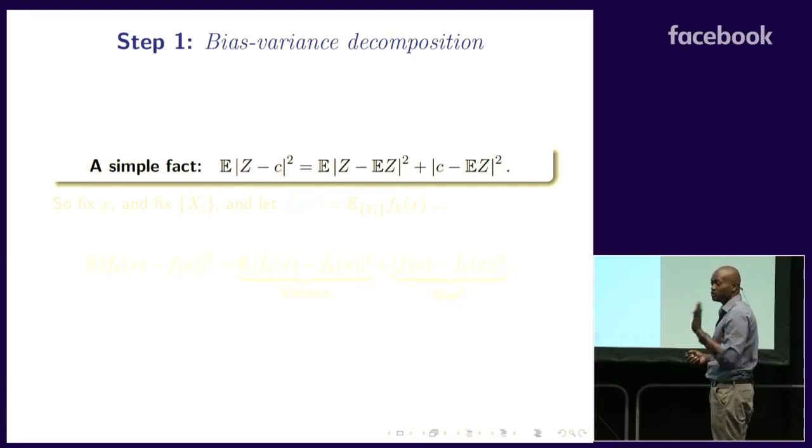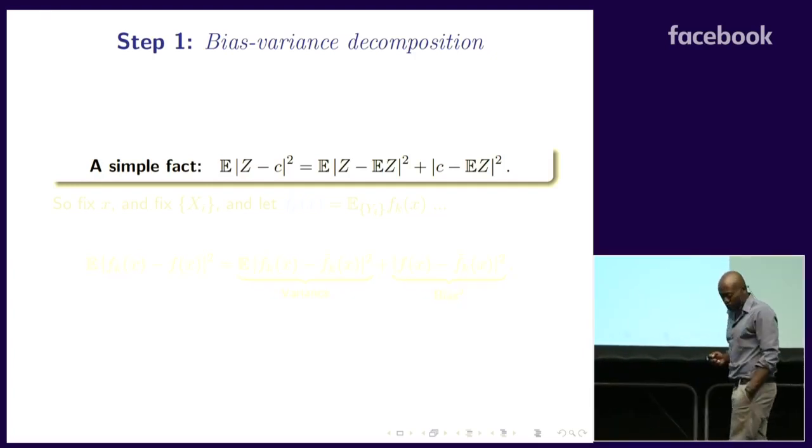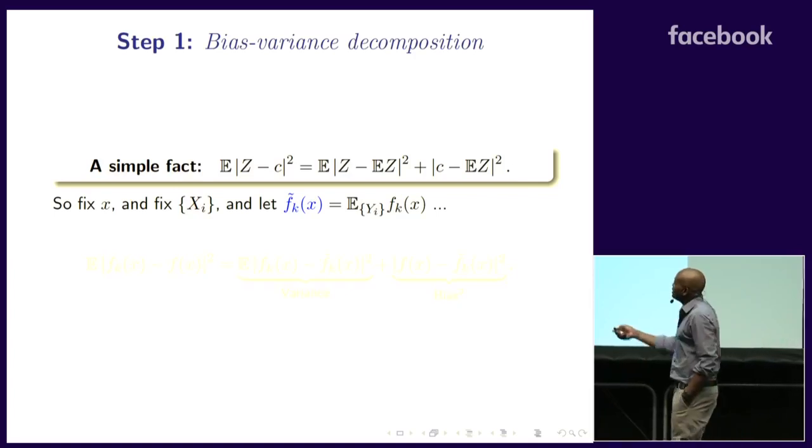c is just a fixed constant. The expected squared distance from z to a constant can be decomposed as the variance of z plus the squared distance from c to the expectation of z. And this is just algebra. So from this fact, we'll get the bias variance decomposition. This is how we'll proceed.